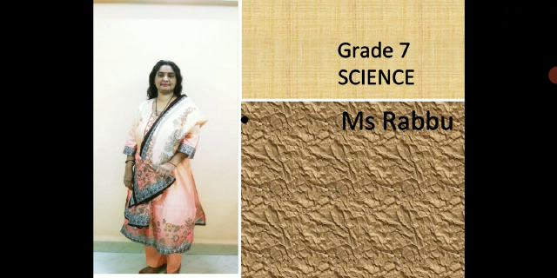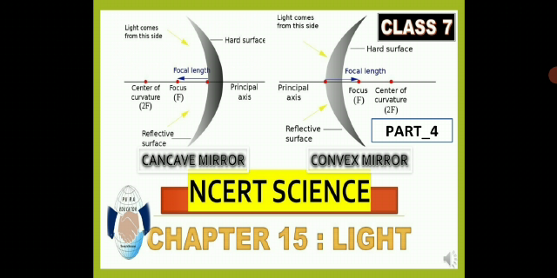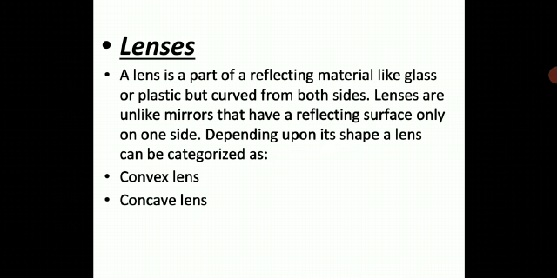So, let us continue. For today's session, we are going to continue with the chapter Light, part 4, chapter 15. Let us see what we are going to do today. We will first see what lenses are. And as you know, you have to maintain your notebook. You have to take down all the important points discussed in the session in your notebook. I hope you all are writing in your notebook, children. So let us see what we mean by lenses.